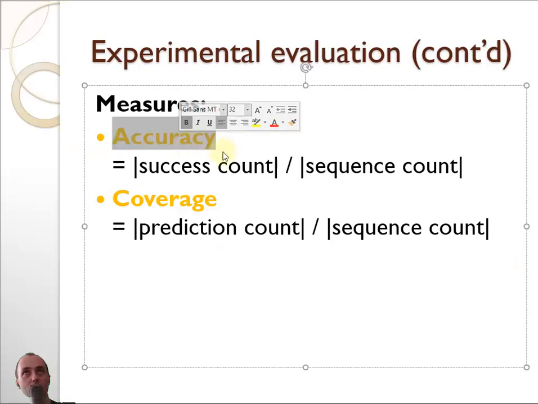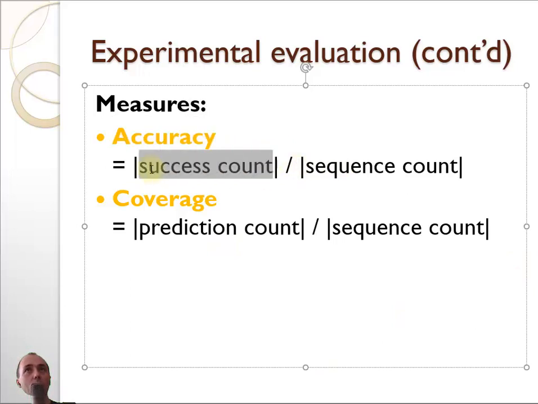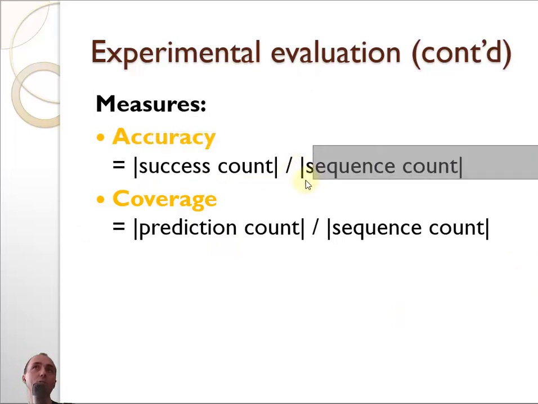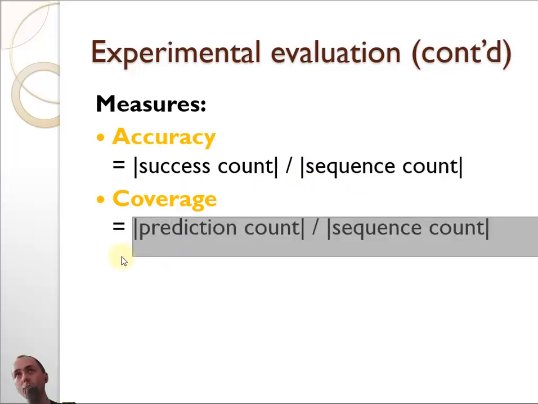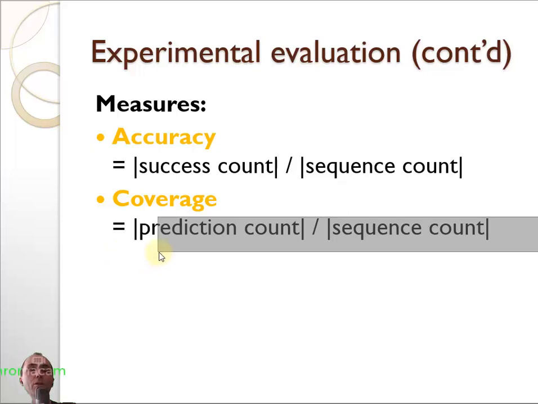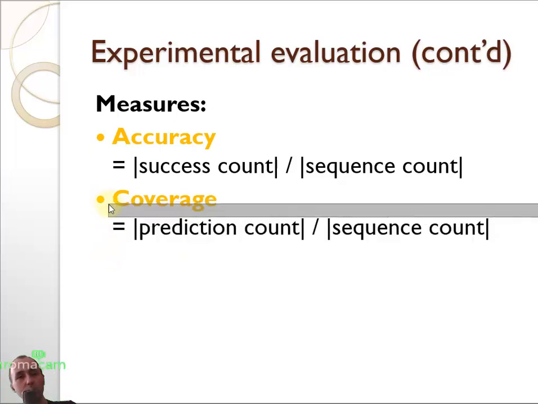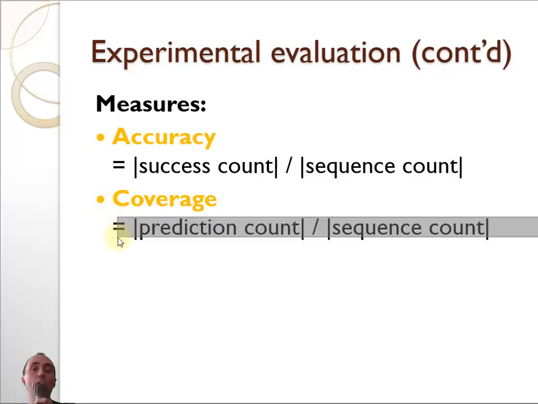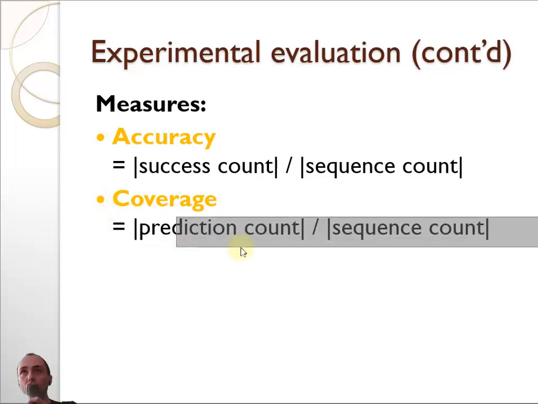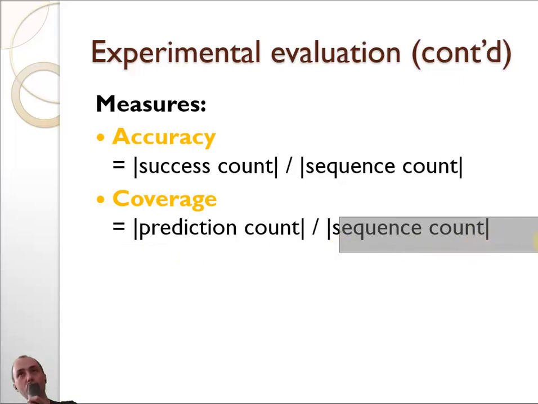The first one is accuracy. That means the number of times we do a good prediction divided by the number of sequences that we use for training. And the second one is coverage: the number of predictions we were able to do divided by the number of sequences. Why do we use the coverage? Because sometimes, as I told you, some models cannot do a prediction. So how many times the model was able to do a prediction divided by the total number of sequences. Okay, so we use these two measures together to evaluate the models.